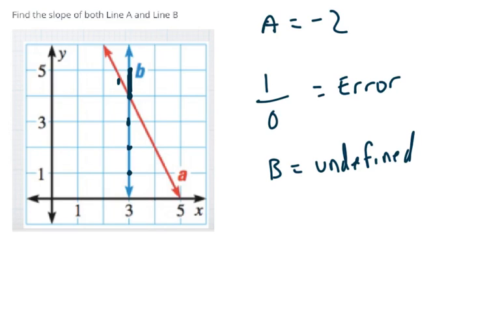Now, this is just extra here. If we had a line that went this way, then our rise would be 0 and our run would be 1. So if we type 0 divided by 1 in our calculator, we get 0. So in this case, our slope would be 0. So make sure you know the difference between undefined and 0, okay?